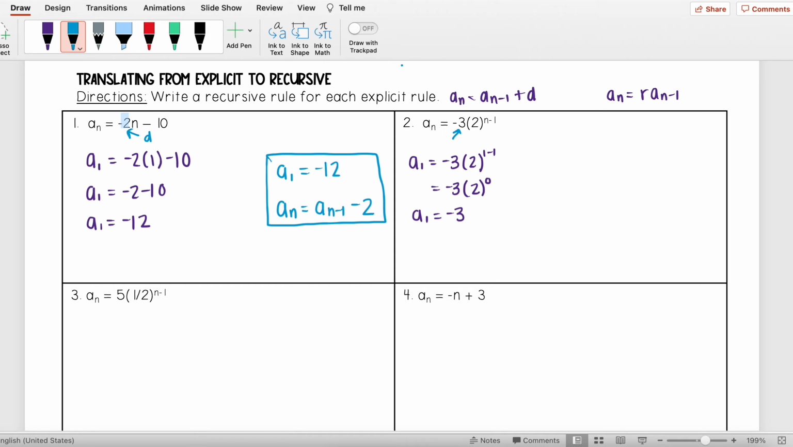So remember for our explicit formula for geometric that AN is equal to A1 times R to the n minus 1. So I already have what my A1 is equal to, and I have what my R is equal to. And so I can go straight to writing my recursive formula, which is A1 is equal to negative 3, and then AN is equal to R, which is 2, times AN minus 1.